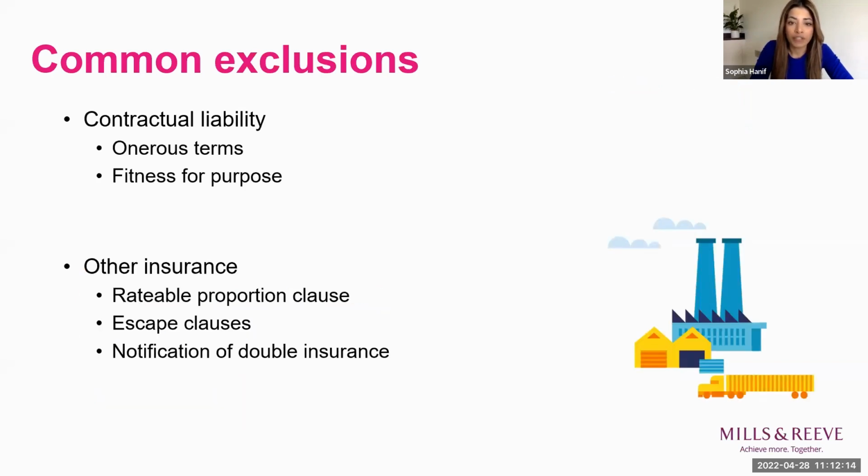Another common exclusion relates to contractual liability. So an insured is unlikely to be covered where it has entered into more onerous terms which impose a greater responsibility than the standard of reasonable care and skill at common law. This may include warranties and guarantees in contracts, and most commonly, fitness for purpose terms. This is a term which imposes on the insured an absolute obligation that the product or services will be fit for the intended purpose for which they were purchased. So you can see this can stretch quite far.